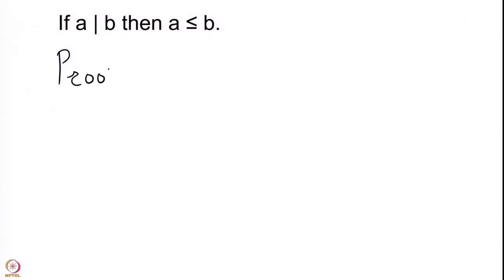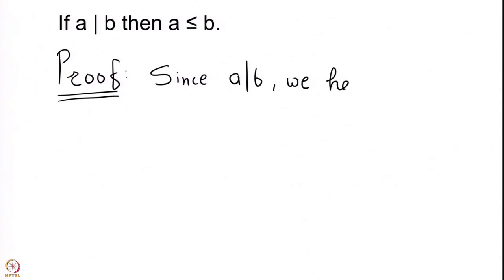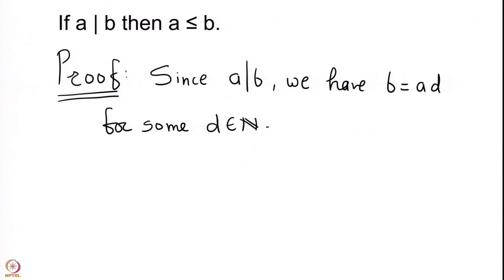Very well, your minute is up. So let's see the proof. This proof is quite interesting. How would we prove this? So let's see. Since a divides b, we have b equal to ad for some natural number d, right? So we have b as a product of a and a natural number d.